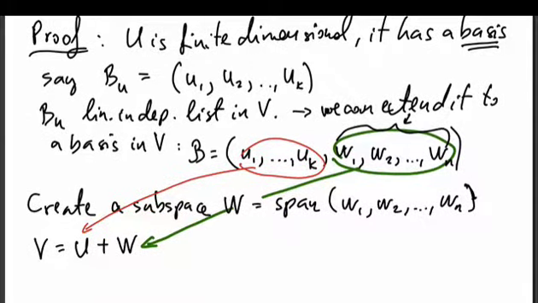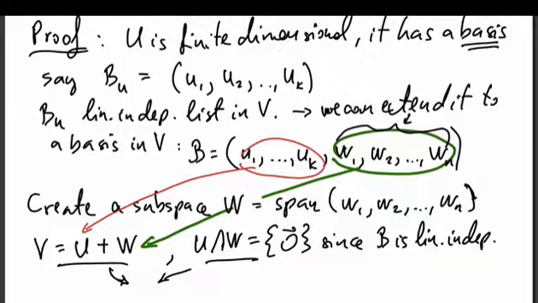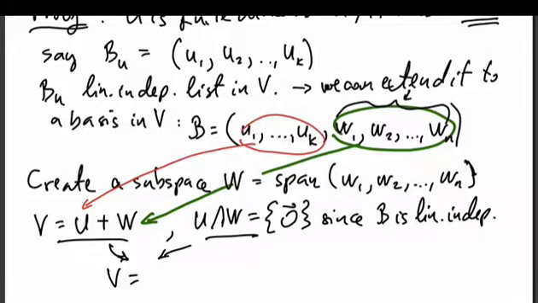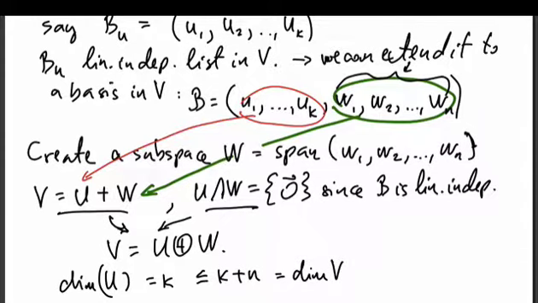Also, because B is linearly independent, that means that the intersection of U and W is just the zero vector. That means that V is really the direct sum of U and W. V equals U direct sum W. And we also have that the dimension of U is k with our notation of the basis vectors. It's clearly less than or equal to k plus n, which is the dimension of V, since the basis has k plus n vectors in it.